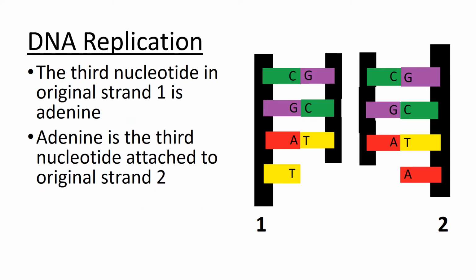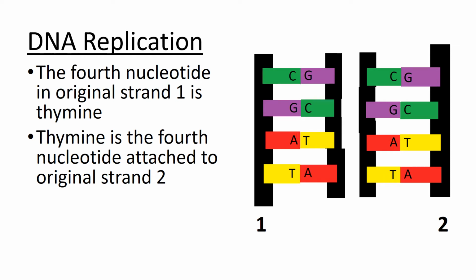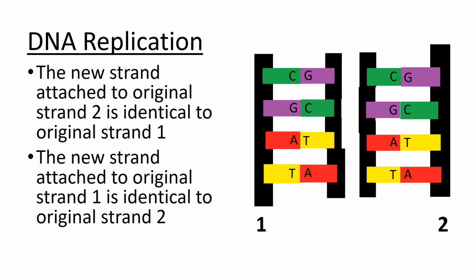The third nucleotide in original strand 1 is adenine. Adenine is the third nucleotide attached to original strand 2. The fourth nucleotide in original strand 1 is thymine. Thymine is the fourth nucleotide attached to original strand 2. The new strand attached to original strand 2, so this strand here, is identical to original strand 1. And the reverse is true as well. The new strand attached to original strand 1, this one, is identical to original strand 2.